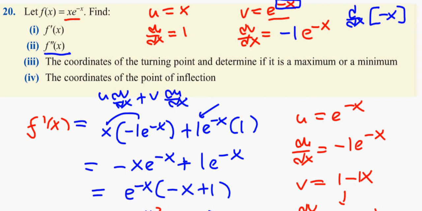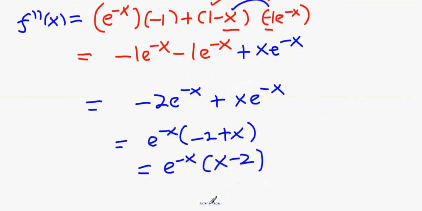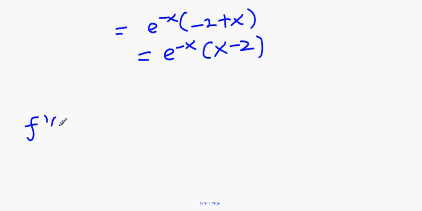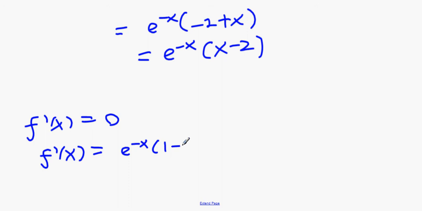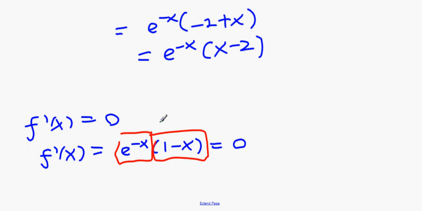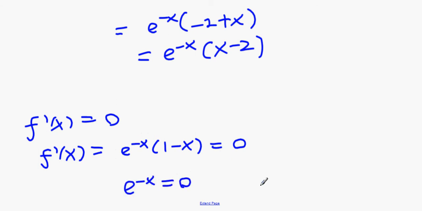Okay, so for the turning point, the first derivative equals 0, and the answer we have for the first derivative is e to the minus x (1 minus x) equals 0. So this means one of two things. There's two numbers here. That's the first number, that's the second number. So these two numbers equal 0. So we have a choice here. It's e to the minus x equals 0, or 1 minus x equals 0.